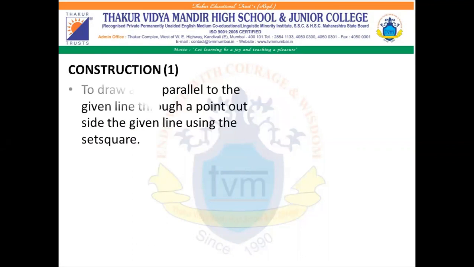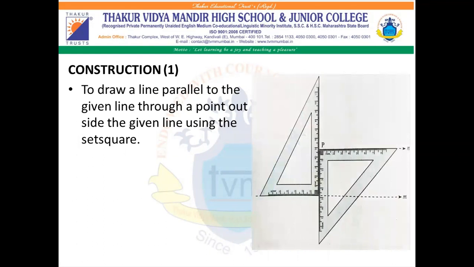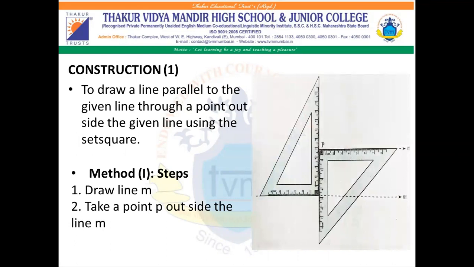Construction number 1. To draw a line parallel to the given line through a point outside the given line using the set square. Please look at the figure. First method, draw a line M. Take a point P outside the line M.